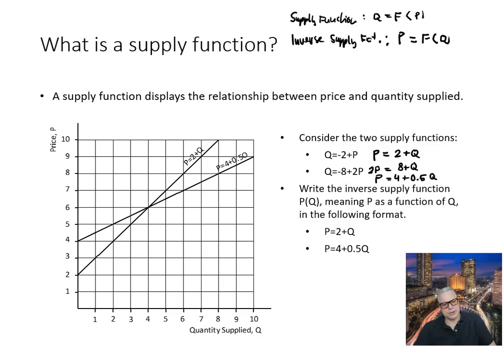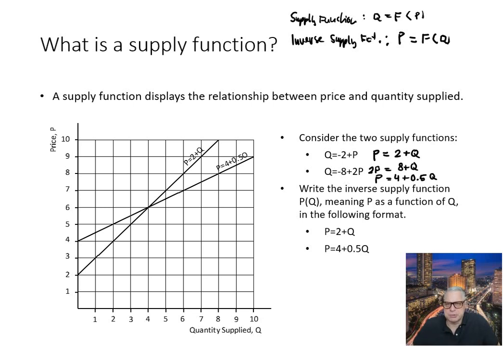So here we have the supply function, and what I just wrote is the inverse supply function. For the first one, the supply function Q equals -2 plus P becomes P equals 2 plus Q, so that's this function here. The other one, the supply function Q equals -8 plus 2P, becomes P equals 4 plus 0.5Q. And so now we can see both.